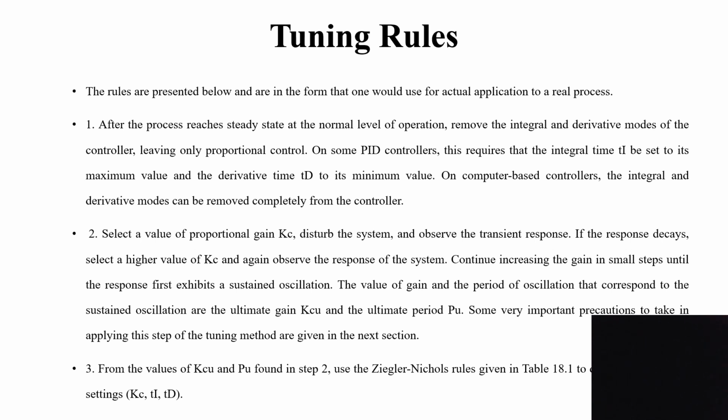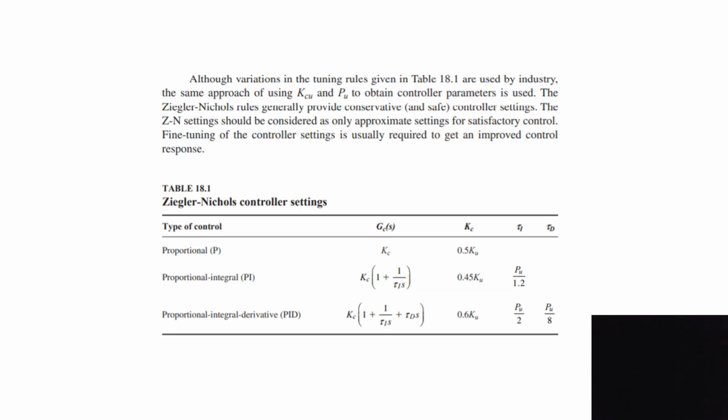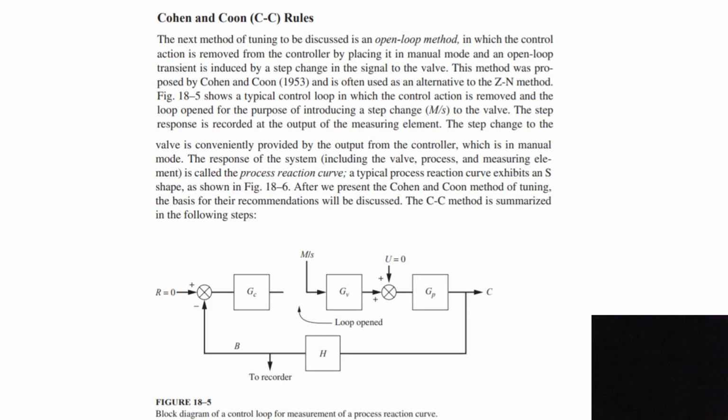Select a value of proportional gain and observe the transient response. If the response decays, select a higher value of Kc and again observe the response of the system. Continue increasing the gain in small steps until we reach sustained oscillations. This value of gain is called the critical gain or ultimate gain, Kcu, and the period of oscillation is called the ultimate period, Pu. From these values of Kcu and Pu, the Ziegler-Nichols tuning rules are given to determine the controller settings for proportional, proportional plus integral, and proportional plus integral plus derivative controllers.